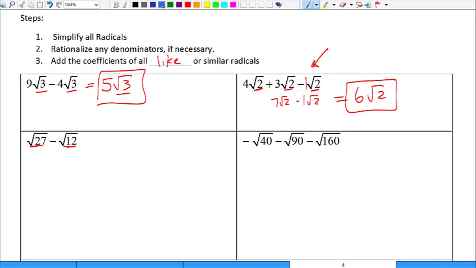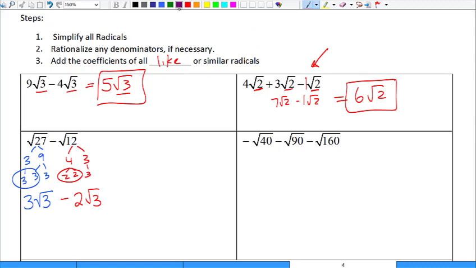Now, the next problem, root 27 and root 12 aren't like terms, are they? They're not the same number. But root 27 and root 12, both of them can reduce. So let's see if I reduce them, maybe they'll have like radicals later. So I have 3 times 3 times 3 for 27, so the 3 comes out. The single 3 stays home. For 12, I've got 4 times 3, and 2 and 2 and 3. The 2 comes out. The 3 stays home.